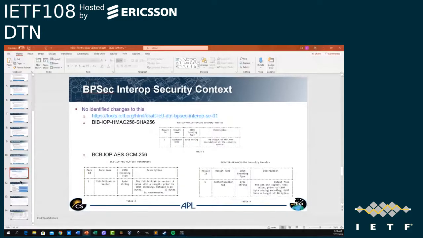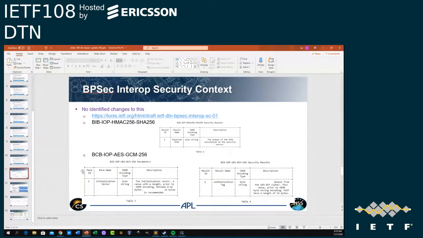Something is working. And this is the interoperability security context. Essentially there have been no changes to version 01, which has been up, and we updated it I think in February or March, and this was in response to requests out of the IESG review that we put together an interoperability security context. The BIB, we've named it BIB IOP. I wanted to put IOP in there to say that this is for interoperability only, although I don't feel strongly about that. The security results for this, it's HMAC SHA 256, and it has a single result, which is the expected HMAC.